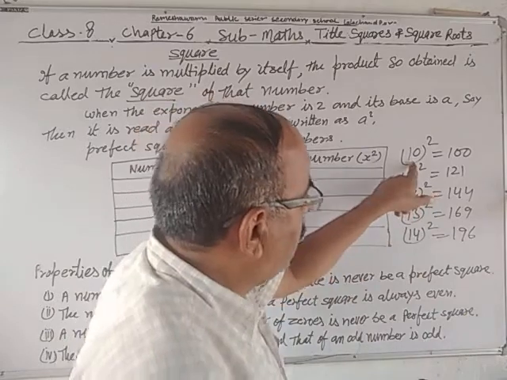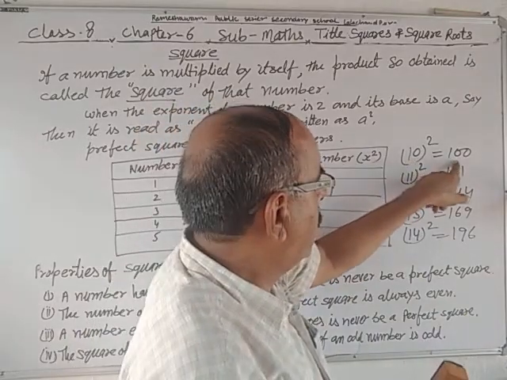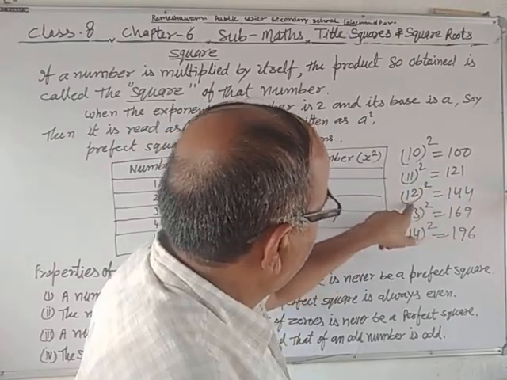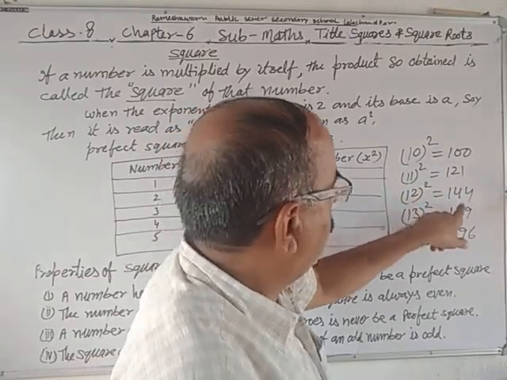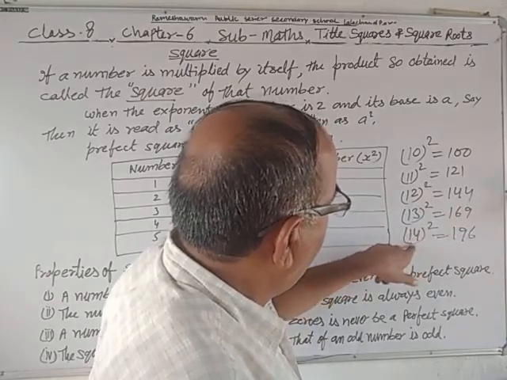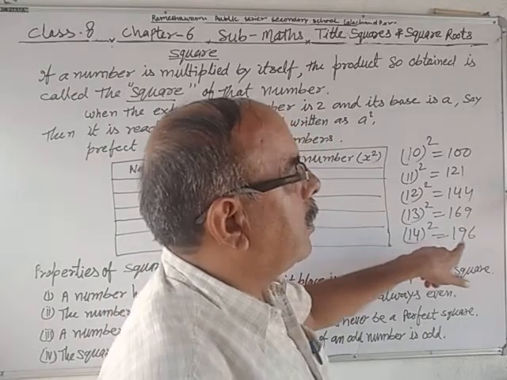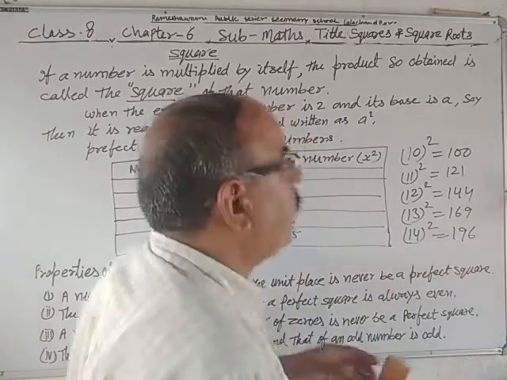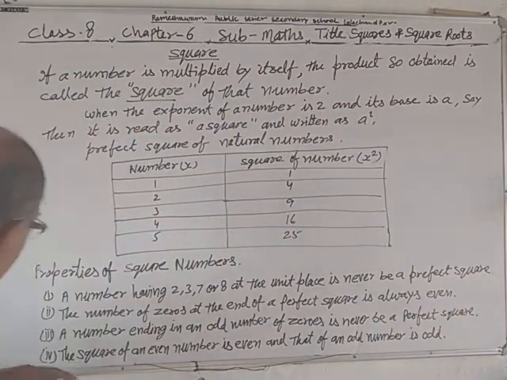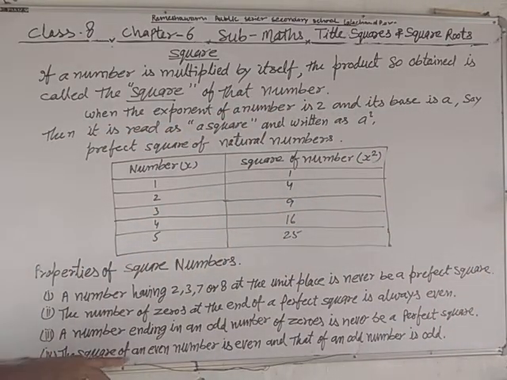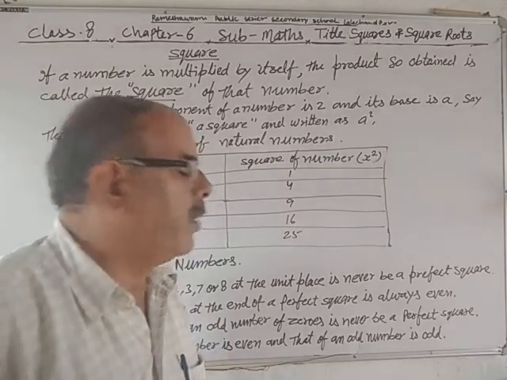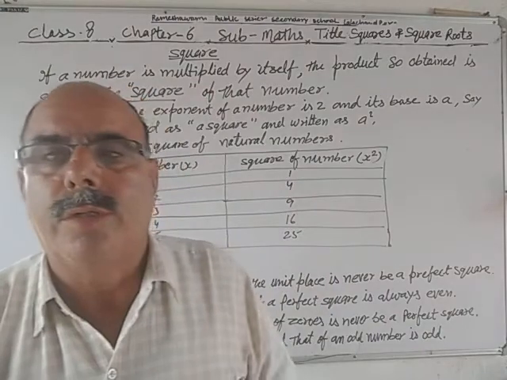The perfect square of an even number is even. The perfect square of an odd number is odd. So, the square of an even number is even, and that of an odd number is odd.